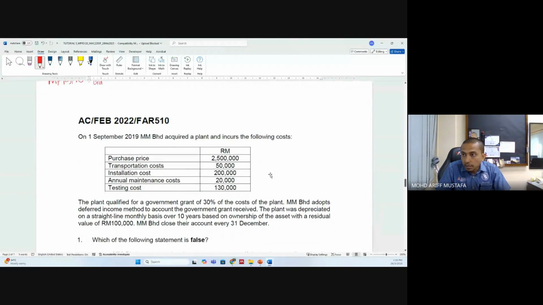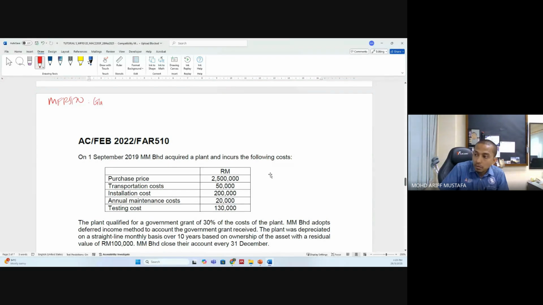All right, so on 1st September 2019, the company acquired a plant and incurred the following costs. This is the cost that we have to decide whether it is included as part of the initial cost or not. Again, this is not really MFRS 120, but is actually covered in MFRS 116, Property, Plant and Equipment. For plant, purchase price is of course included, transportation cost is included, installation cost is included, annual maintenance cost is not included, and testing cost is also included.